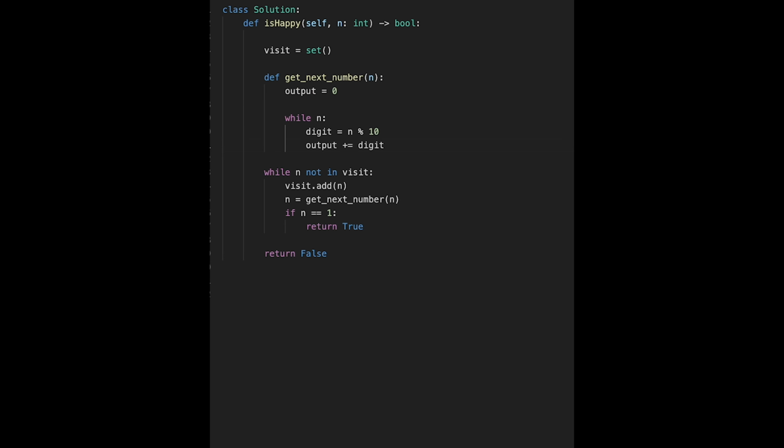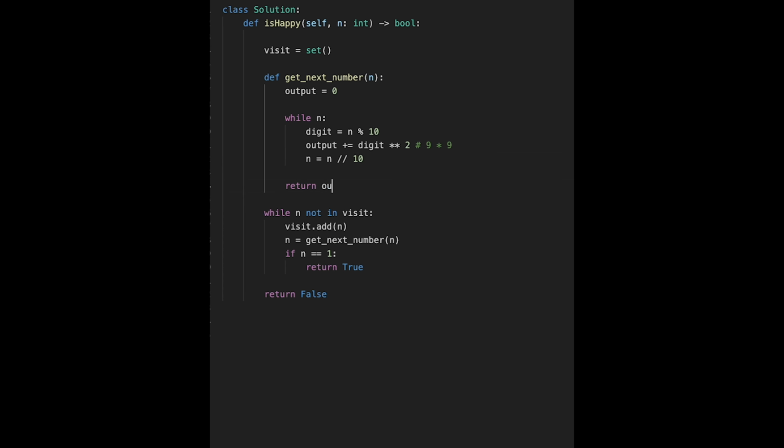And in Python, if we use asterisk 2, for example, if digit is 9, this calculation should be 9 multiplied by 9. And then after that, we have to move from the 1's place to the 10's place. So n should be n divided by 10. And then return output. I think that's it.